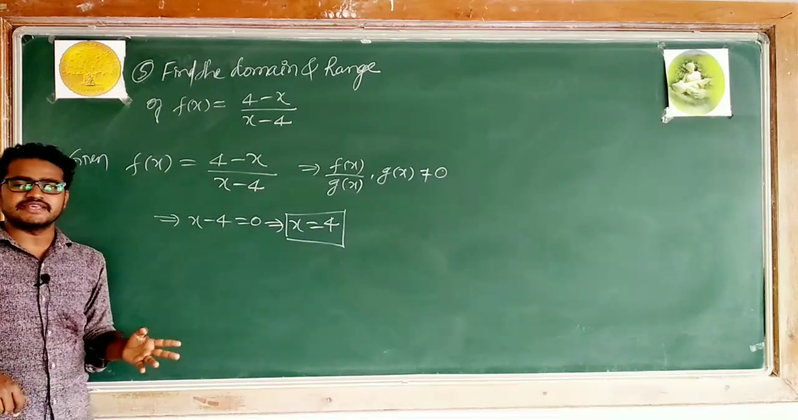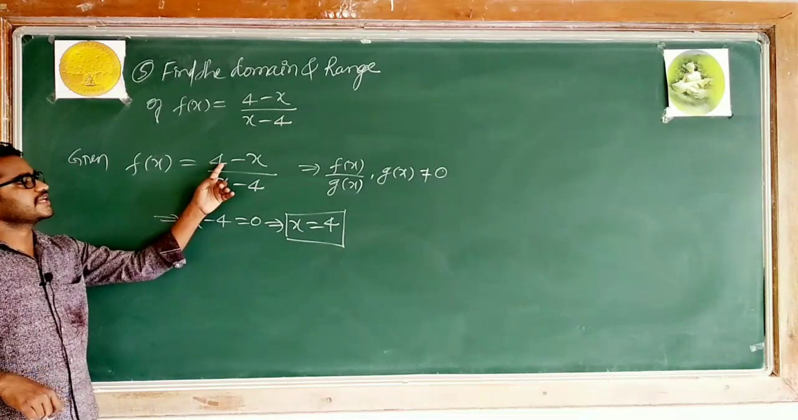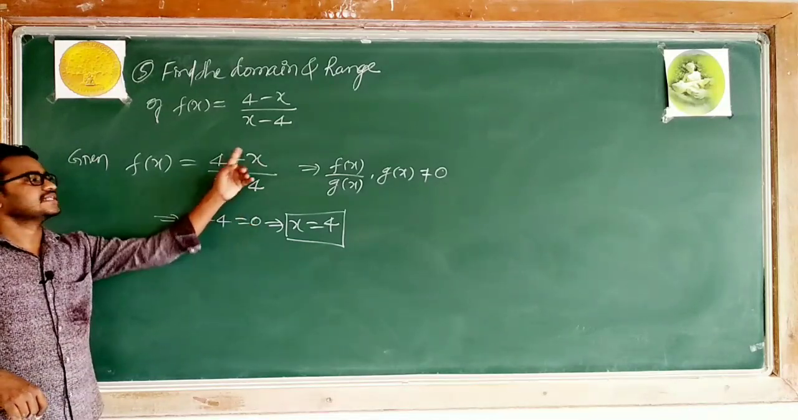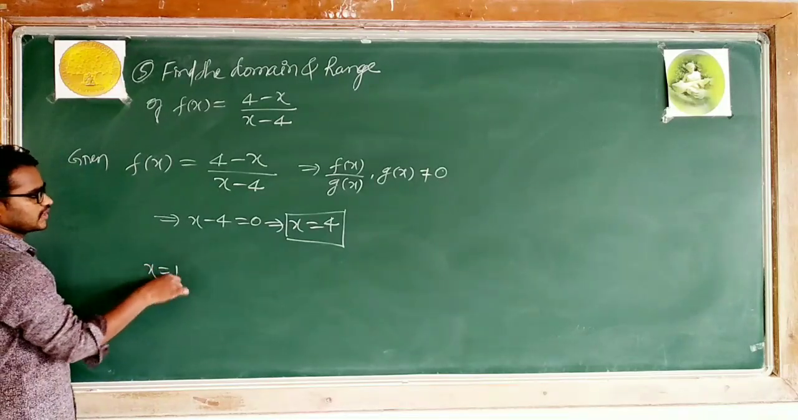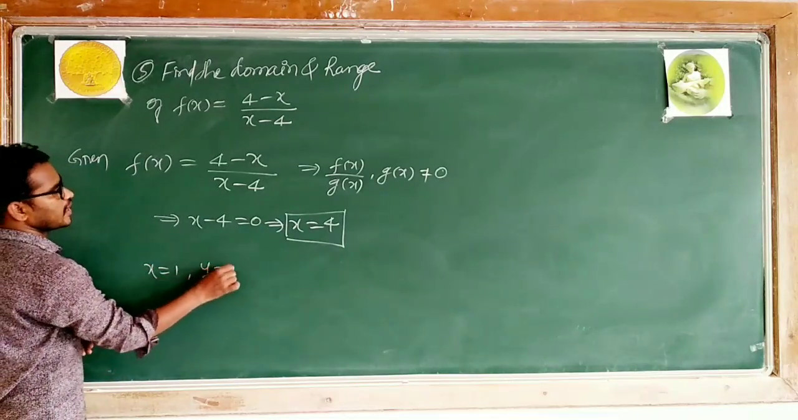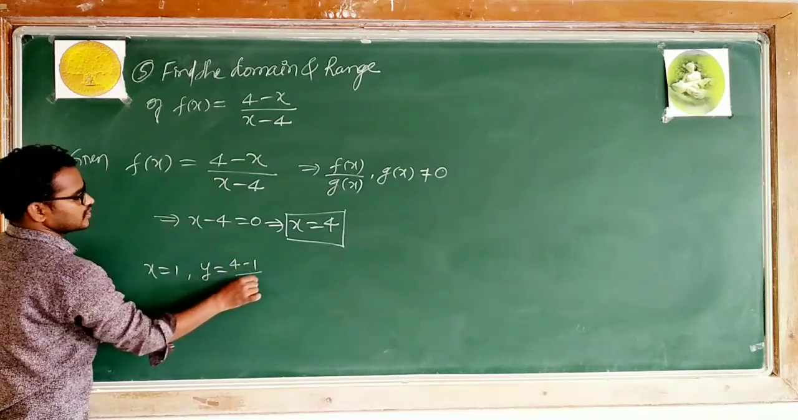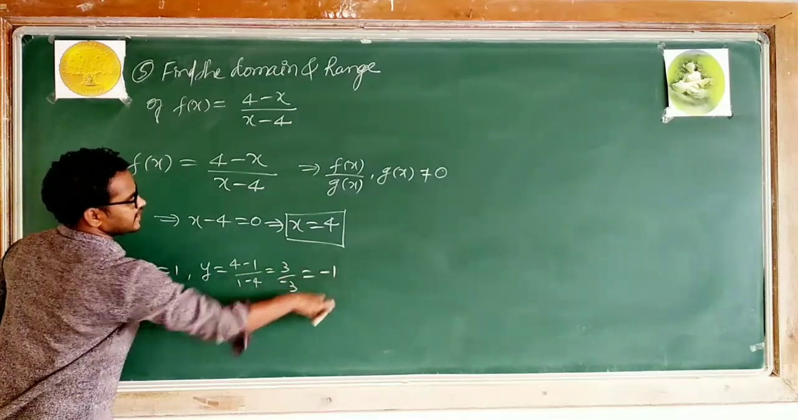You can take x any value excluding 4. If x is equal to 1, 4 minus 1 is 3, 1 minus 4 is minus 3, 3 gets cancelled, minus 1. Means I can take x is equal to 1, y is equal to what? Y is equal to 4 minus 1 divided by 1 minus 4. Is it 3 divided by minus 3, cancelled, minus 1.